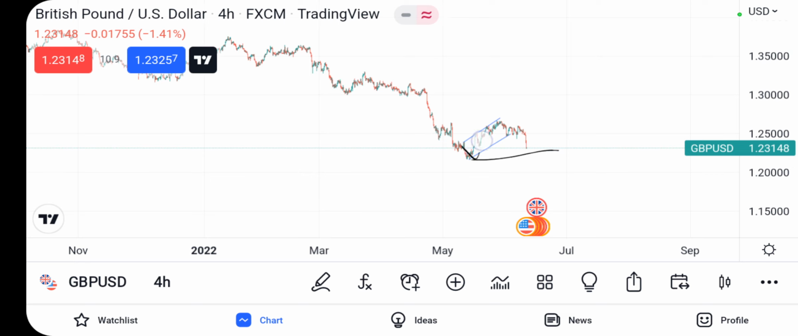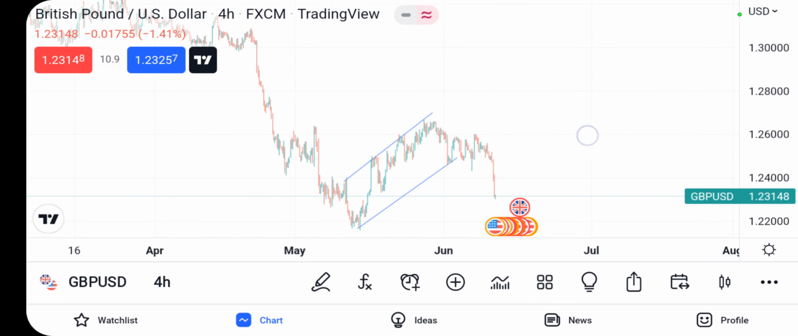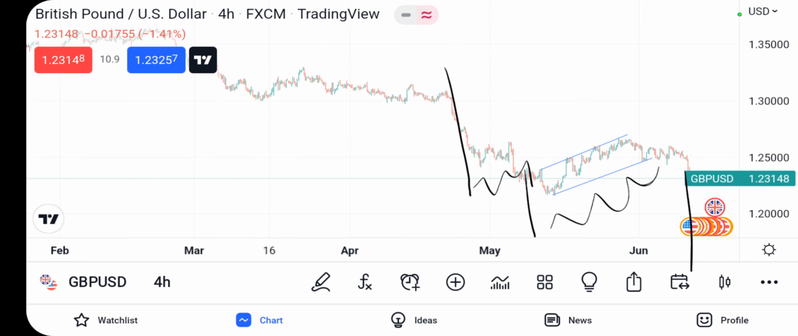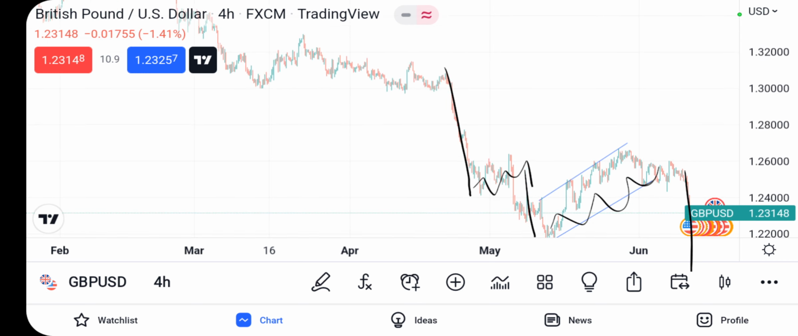If you can see that, the market was pushing to the upside in a correctional way, and then pushing to the downside. This is what I'm trying to show you. Let me zoom in so that people can see clearly what I'm talking about. This is the impulse, guys, and this is the correction. Impulse, now it's correction here. Now the market is pushing to the downside in an impulsive way.